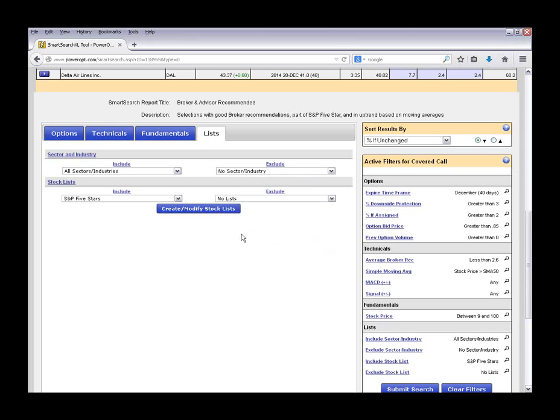One last thing here before we move on, you can also create your own personal stock list. So you have a list of 25 to 30, maybe 50 stocks that you want to analyze for covered call opportunities on a regular basis. You can create your own stock list and just choose to select that from your include function here, and you'll see only those covered calls against those stocks in your list.